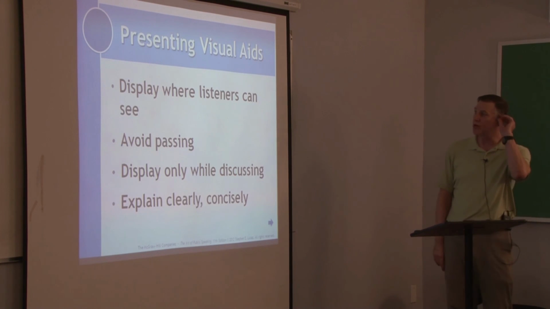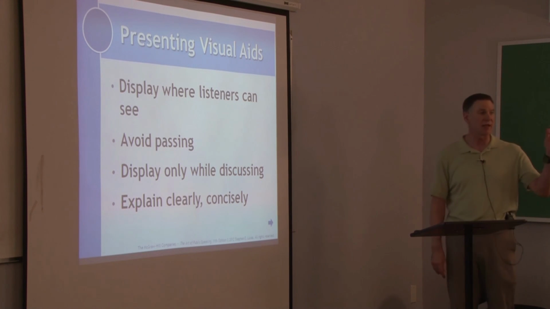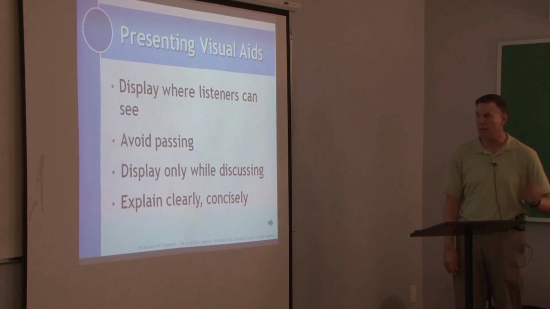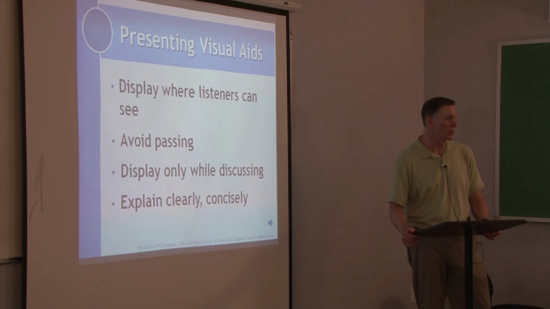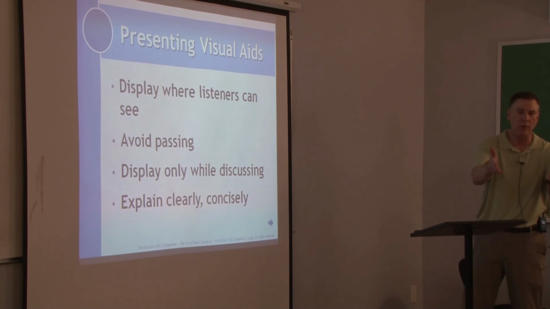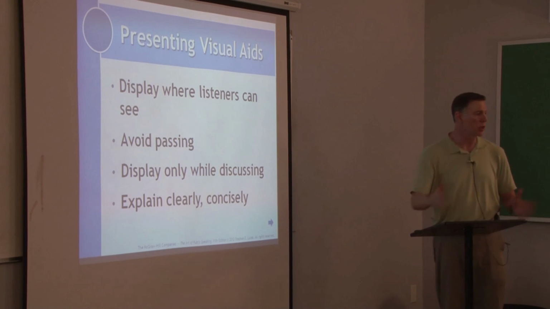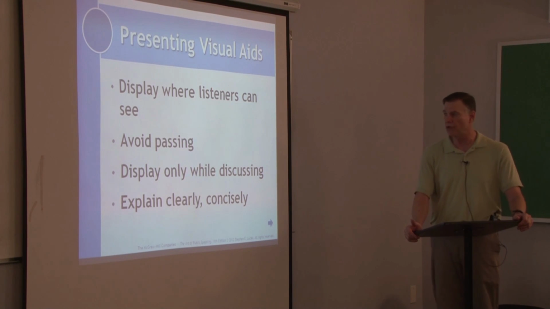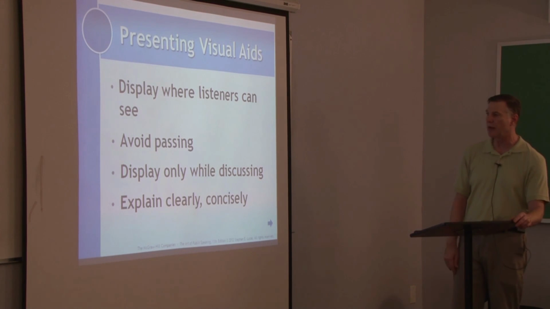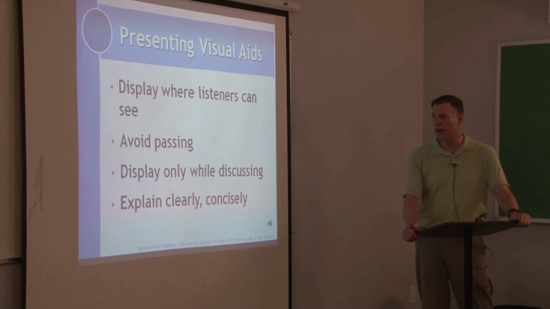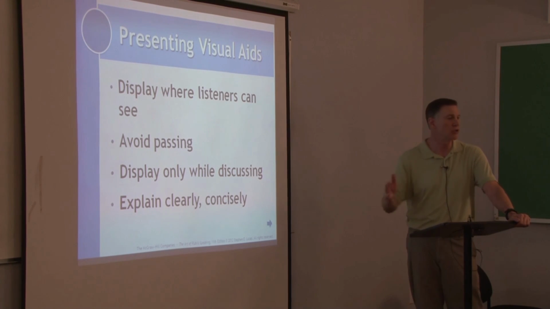Okay, so you're going to display where the listeners can see. That's why we have the room set up like it's set up. That's pretty easy, especially if it's a model or an object of some type, you definitely want to make sure that everybody's able to see it by coming to the center and showing whatever the object is, if you want to. But you don't want to pass it around, and you only want to talk about each PowerPoint as you go.